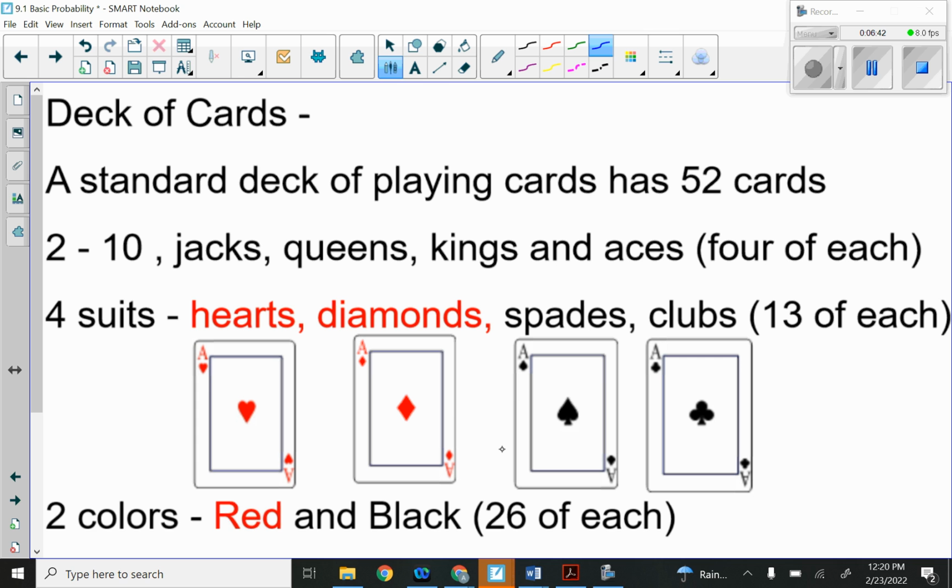You also will be asked questions regarding decks of cards. So to familiarize you with decks of cards, if you didn't know this, there's 52 cards in a deck. They go from numbers 2 to 10, jacks, queens, kings, and aces, with there being 4 of each number or face card. 4 suits: hearts, diamonds, those are red, spades and clubs, those are black, and there's 13 of each suit. And then 26 of each color.